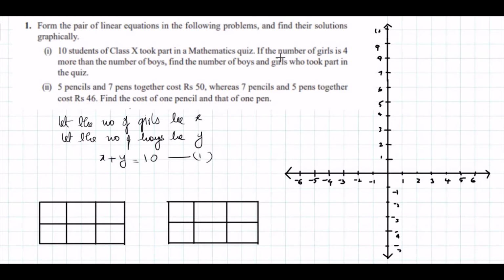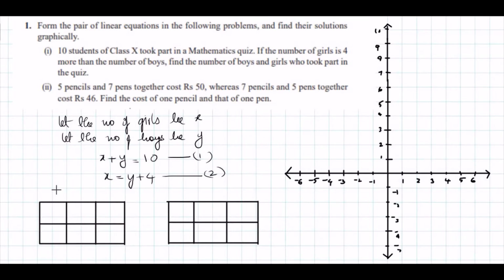And it is given the number of girls is 4 more than the number of boys. So the number of girls is x, and the number of boys is y. So x is equal to y plus 4, that is the number of girls. So this is the second linear equation. Now we have got the algebraic representation of the first question. Now it is asked to find their solutions graphically.